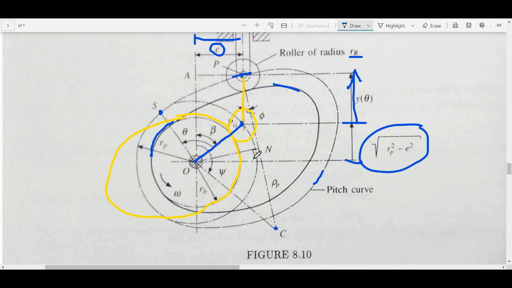when this was at the lowermost position. So that angle is theta. This angle is psi. And for up to two derivatives, theta plus psi is constant.